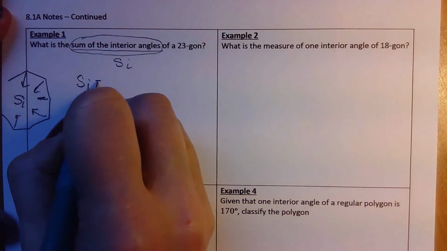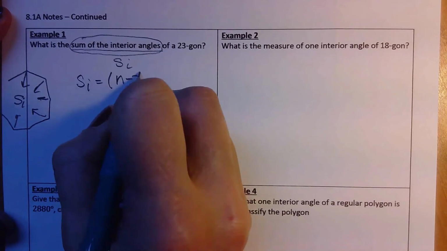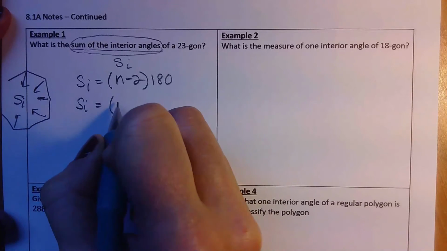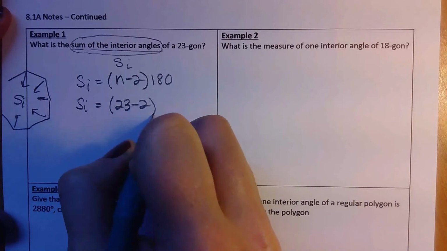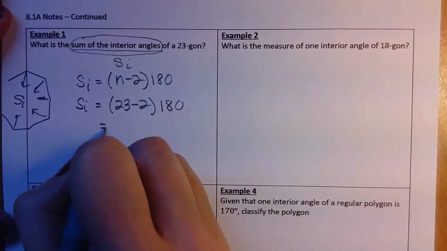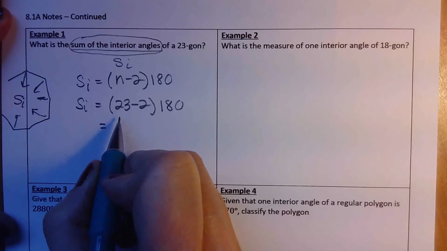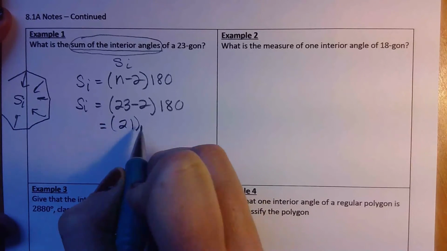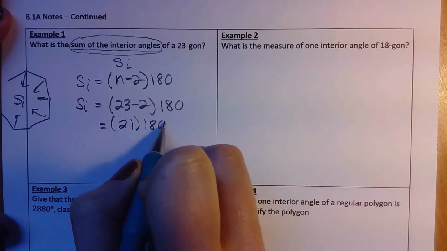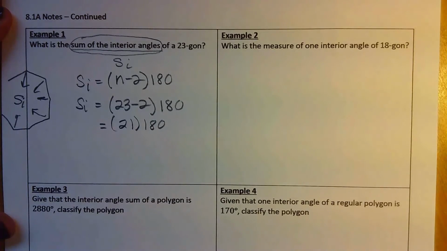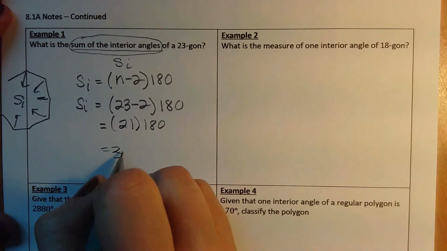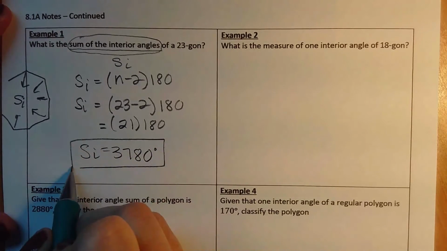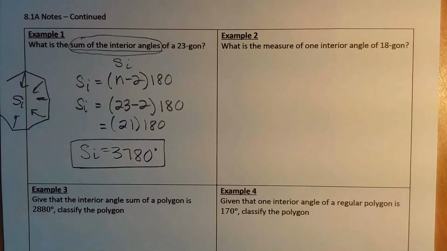All right, so here's our formula. We're using the SI formula. 23 minus 2. And hopefully you can kind of see what's happening. If it's got 23 sides and you did the triangle thing with it, you would have 21 triangles, excuse me, times 180. And that is 3,780 degrees. All right, and that one is done.